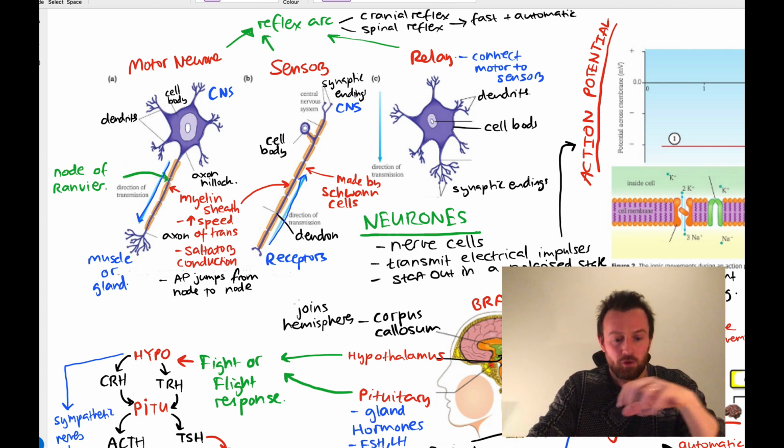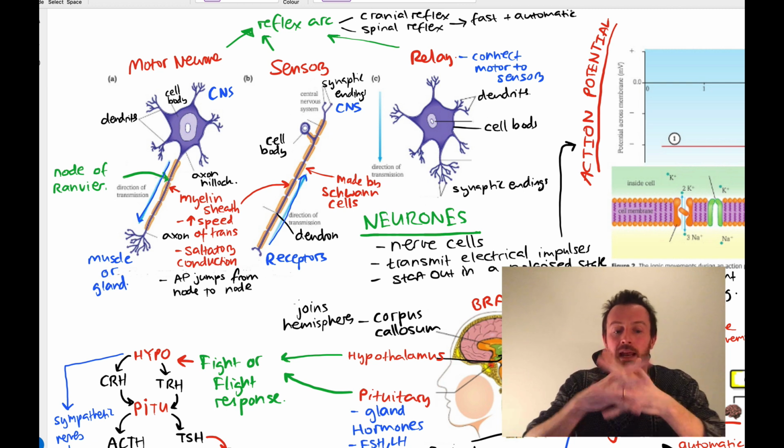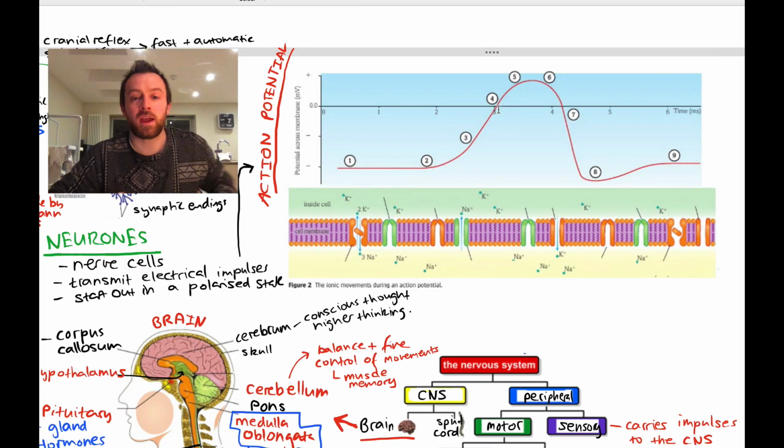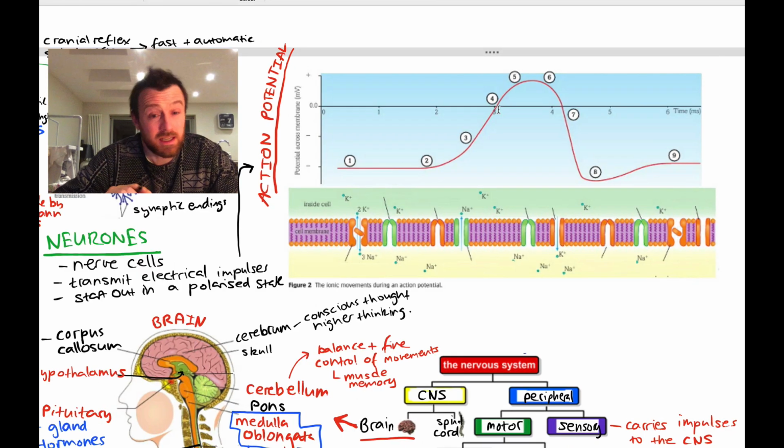Okay? All right, let's now get into the really nitty-gritty of how the messages travel: the action potential. Okay, so now we're going to talk about the action potential. It's going to be a little bit of a tight squeeze, so I'm going to have to explain it, but keep the notes a little bit brief here.